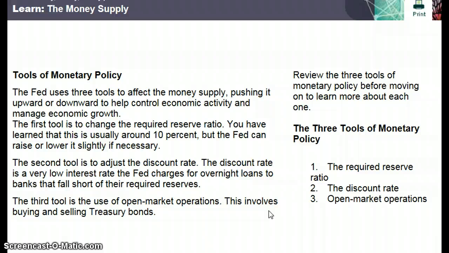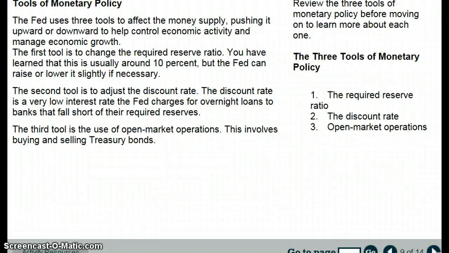The three tools of monetary policy: 1. The required reserve ratio. 2. The discount rate. 3. Open market operations.